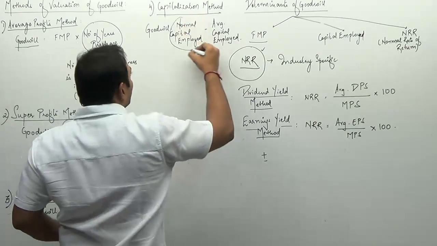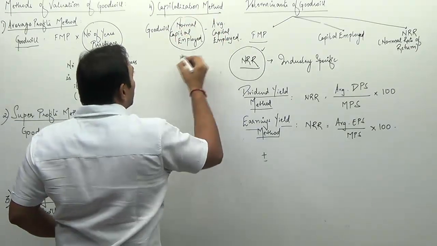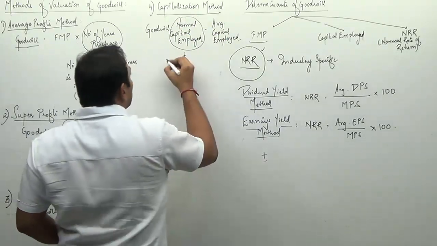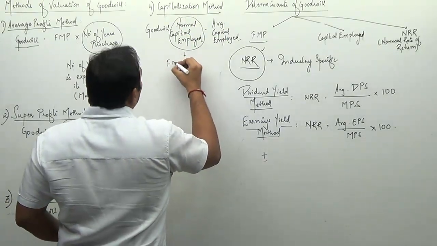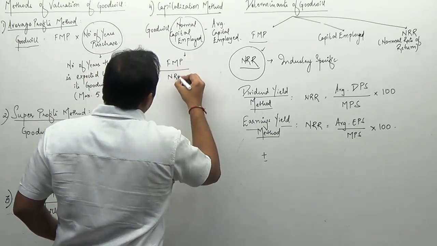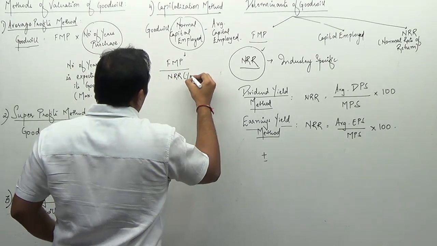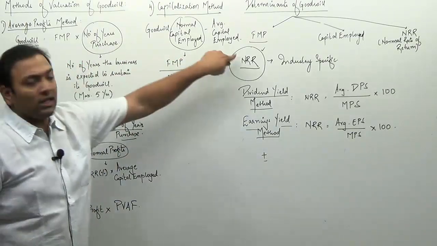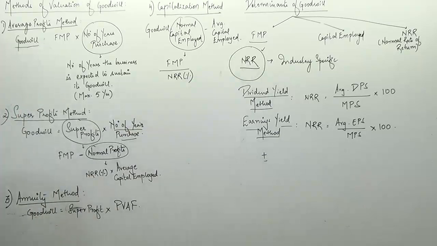Well, this is something new. How do we calculate normal capital employed? Normal capital employed can be given as future maintainable profits divided by NRR as a percentage. Three determinants of goodwill again. I'm not using number of years purchase here.